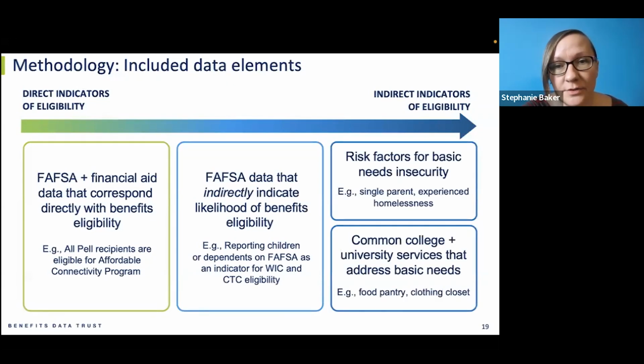Some additional indicators of possible benefits eligibility: we used research on basic needs and security. We know that certain groups of students, like single parents, students who have experienced homelessness, are at greater risk for basic needs and security. So we looked at what data that colleges might have on the FAFSA or in other places in their systems to identify those student populations for outreach. And then finally, we looked at common college and university services that address basic needs, things like food pantries, clothing closets, as places where institutions could potentially get data and conduct outreach to students who are using those services to connect them with benefits.